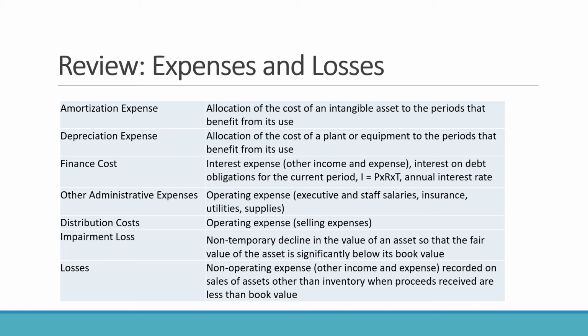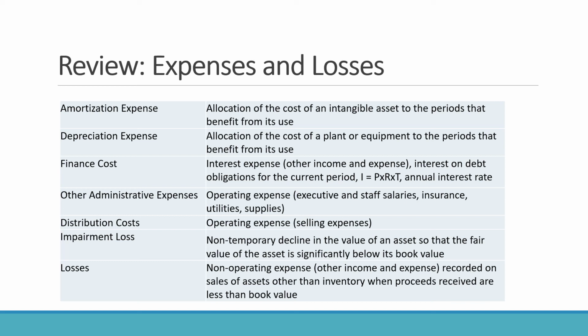Other administrative expenses are going to be classified as operating expenses. That's going to include executive and staff salaries, insurance, utilities, and supplies. Distribution costs are also an operating expense, and here we're referring to selling expenses.